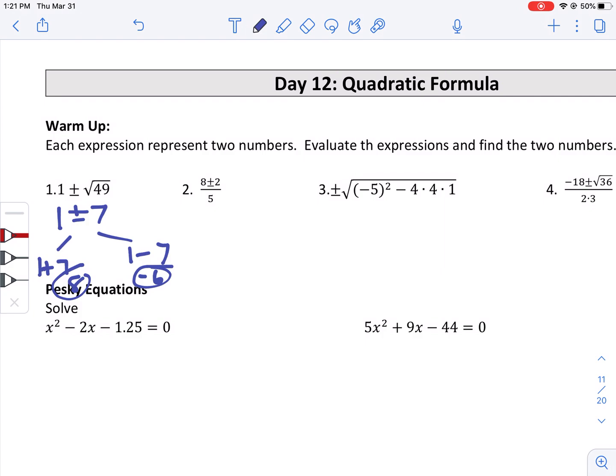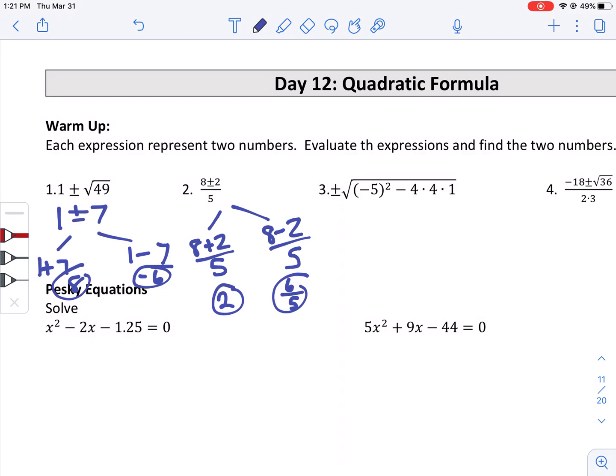So this one, again, we don't have the square root, but we're going to do two things, 8 plus 2 divided by 5, and 8 minus 2 divided by 5. So 8 plus 2 is 10, divided by 5 is 2. 8 minus 2 is 6, divided by 5 is 6/5.